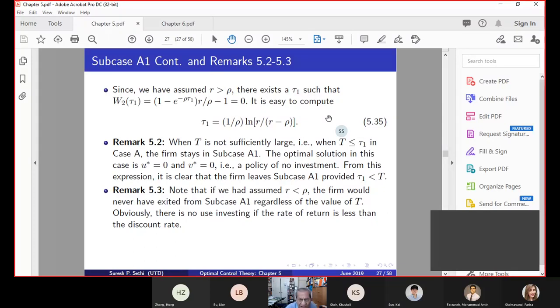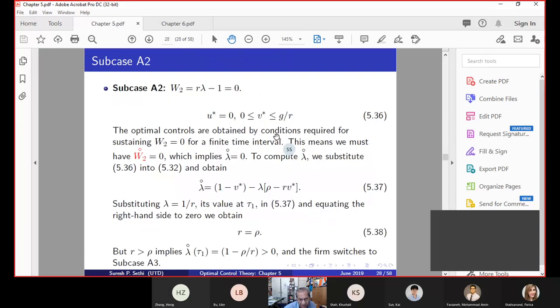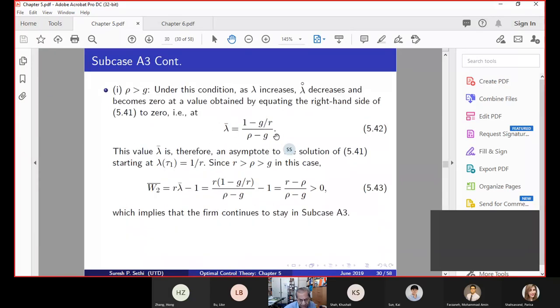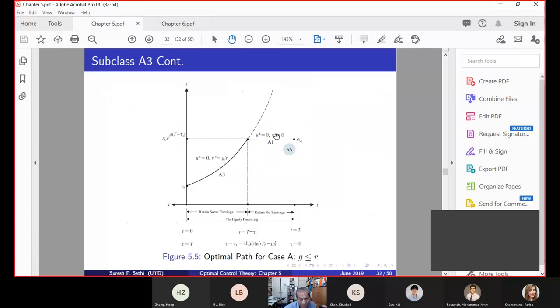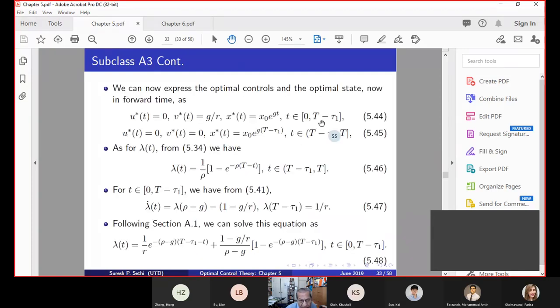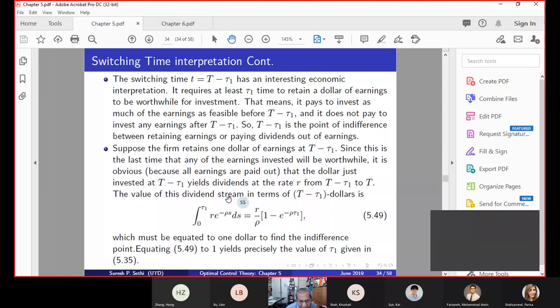after t minus tau 1, I don't put any dividend, I don't use any external equity, and u and v are zero. I stop growing. Why? So let's see why that happens. If you did not know control theory, it is probably possible to solve this problem this way. And so let's see what is the meaning of this.